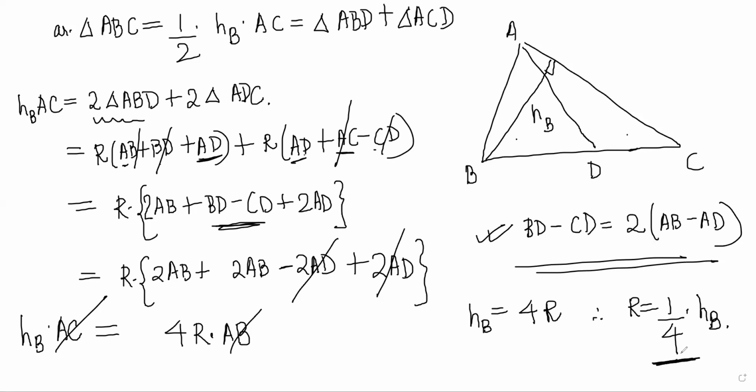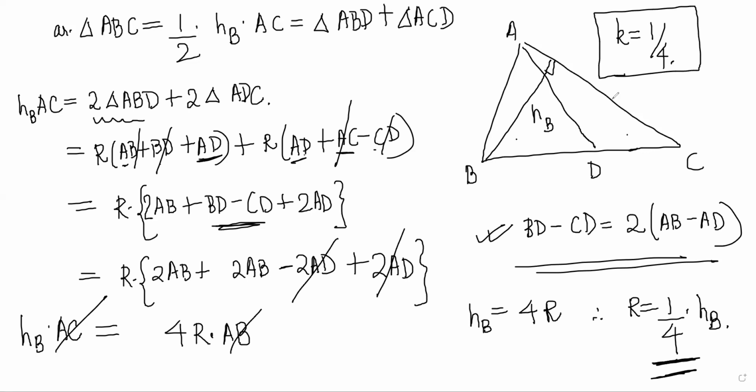So the question was asking us for the value of K, right? Where the radius of the incircle was being compared with the length of this height. And the ratio K is coming out to be 1 by 4. That is your answer. And that's how you solve this problem.